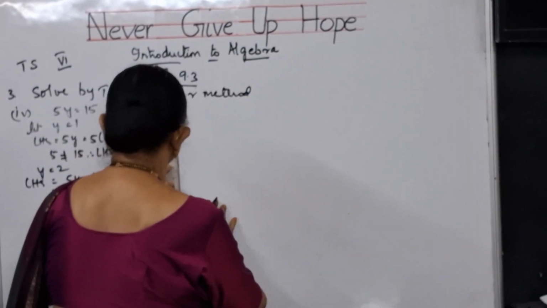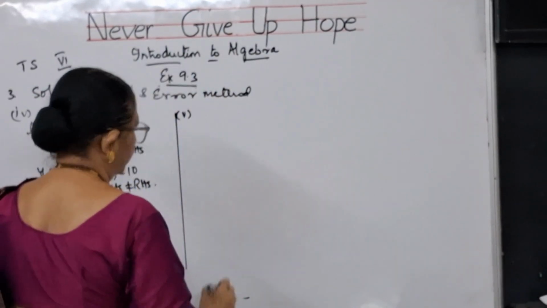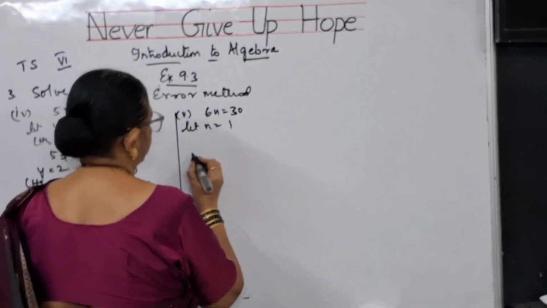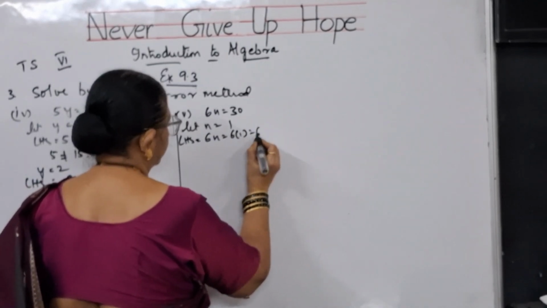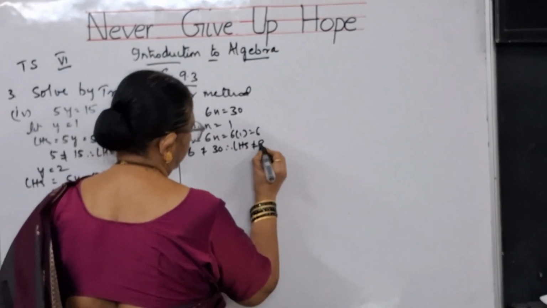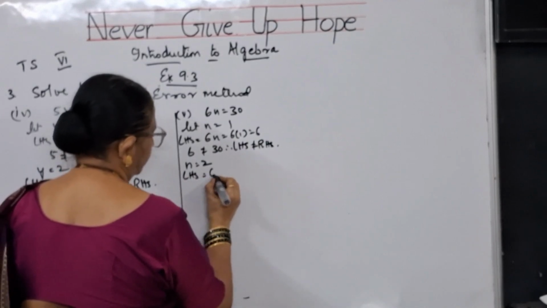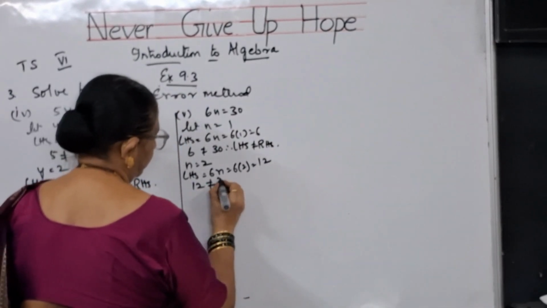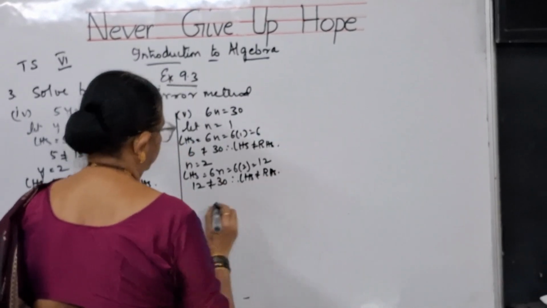Now, fifth bit, 6n is equal to 30. Let n is equal to 1. LHS is 6n. 6 into 1, 6. 6 is not equal to 30. Therefore, LHS is not equal to RHS. N is equal to 2. LHS is 6n. 6 into 2, 12. 12 is not equal to 30. Therefore, LHS is not equal to RHS.